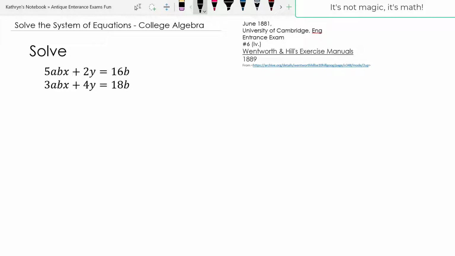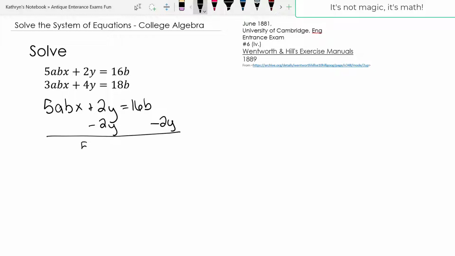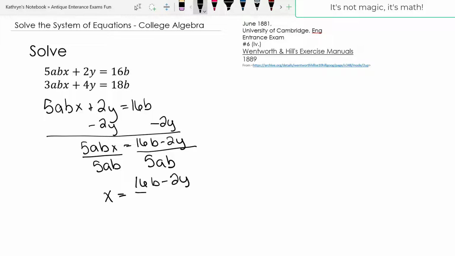In the first equation, I want to solve for x. So let's rewrite the equation first. 5abx plus 2y equals 16b. I'm going to subtract 2y from both sides of the equation. So we have 5abx equals 16b minus 2y. Now we're solving for x, so I'm going to divide by 5ab on both sides. And we end up with x equals 16b minus 2y all over 5ab.